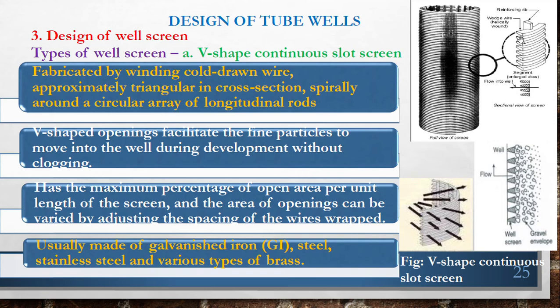It is not a cylindrical wire, it is not a normal wire. We have a wire of wedge shape. So what will happen? There will be a triangular hollow space created here. Through that space, the water will enter. Since we are providing a V shape here, we can say that it is a V-shaped continuous slot screen. So we are providing a number of cylindrical rods in a circular array, winding wedge wire around it, and we will have V-shaped openings there, and through those openings water will enter into that screen. This is made up of galvanized iron, steel, stainless steel, or various other types of brass also.